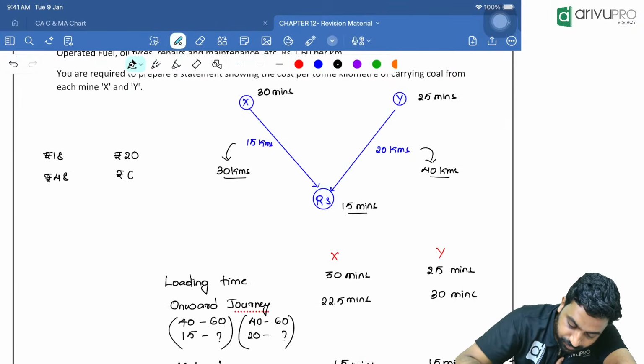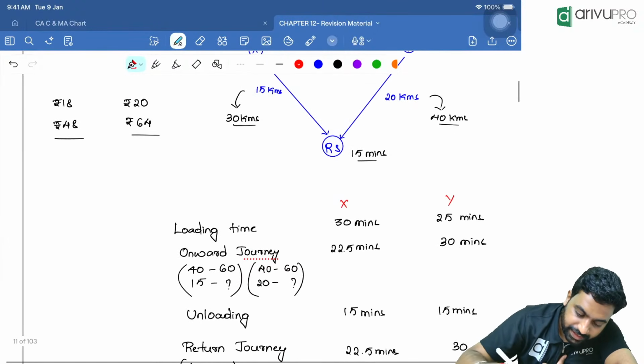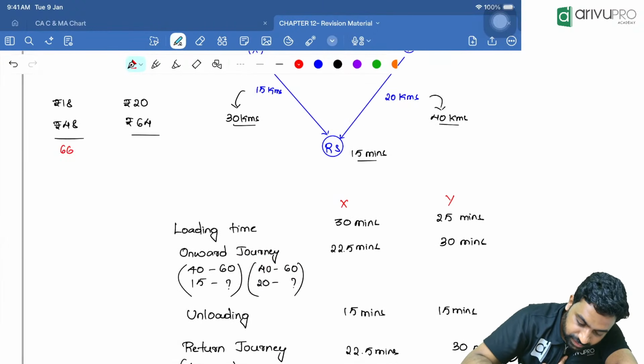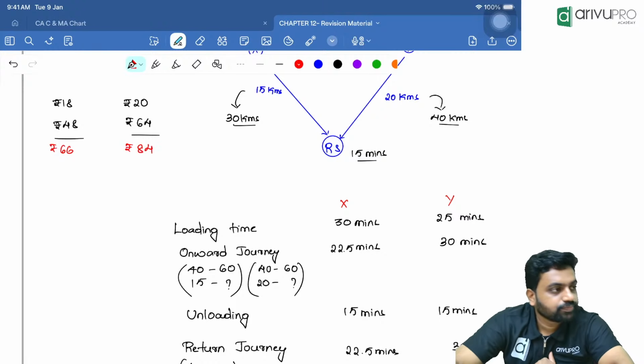Sorry? 64. So total cost here it is 66, 84. Is that clear? Now we want the denominator, that is ton kilometer.